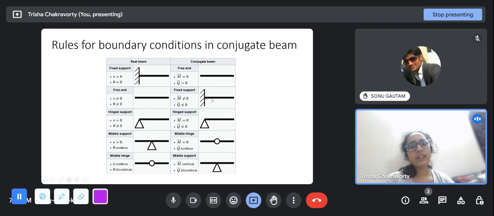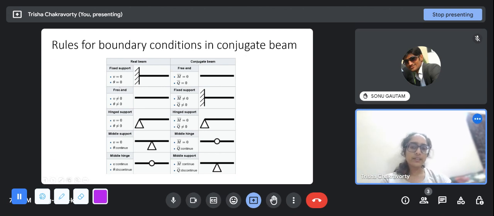If in a real beam we have a fixed support, it means deflection in the transverse direction is restrained and rotation is also restrained. It becomes a free end in the conjugate beam. A free end basically means that moment and shear force at this end are zero. Like in bending moment diagrams and shear force diagrams, we saw that by the time we reach a free end, both the bending moment and shear force diagram have to go to zero.